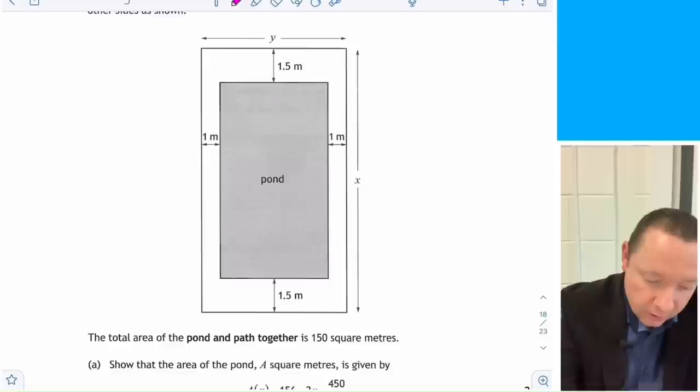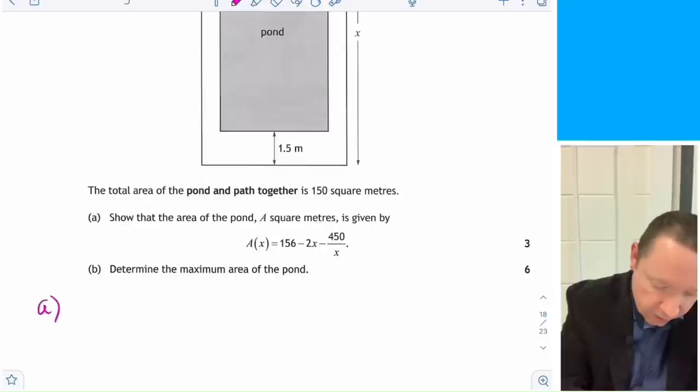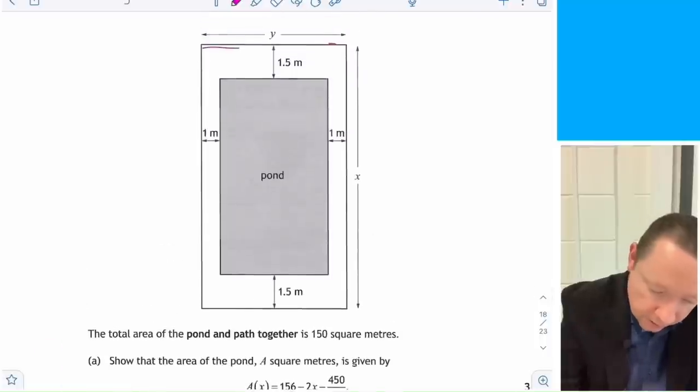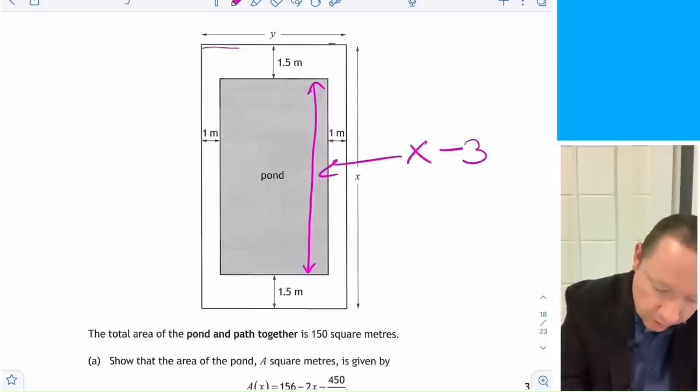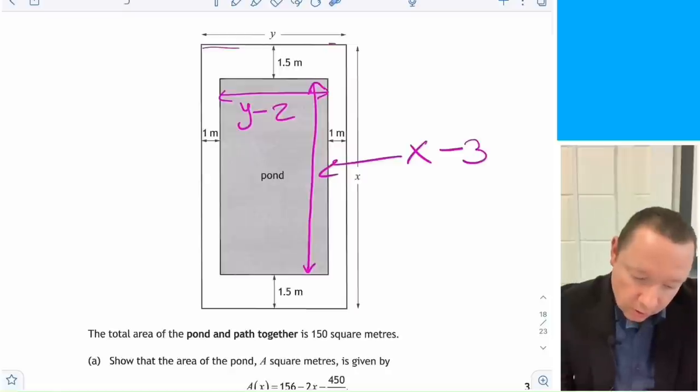Well, we know the total area all the way around is x times y, or y times x. So for part A to start with, the total area, y times x, must equal 150, because it says so in the question, 150 square metres. If we go back up to the diagram, this distance here is going to be x minus 1.5 and 1.5, so x minus 3. Similarly, going along the way, that distance there is going to be y minus 1 and 1, so y minus 2. So clearly the area of the pond part is y minus 2 times x minus 3.